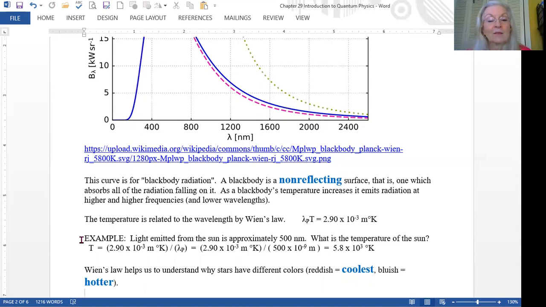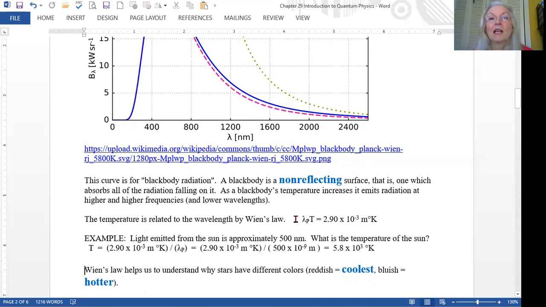We plug in to solve for T, it would be 2.9 times 10 to the minus 3 meters degree Kelvin divided by the wavelength, that 500 nanometers, so 500 times 10 to the minus 9 meters. And it gives us a temperature of 5.8 times 10 to the third Kelvin, which is hot. So Wien's law helps us to understand why stars have different colors.